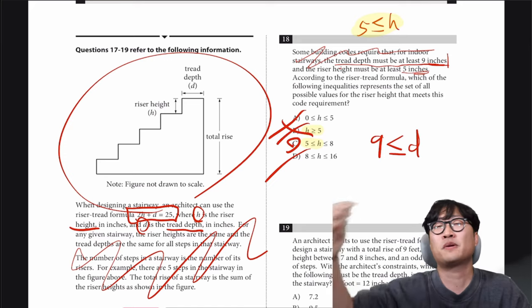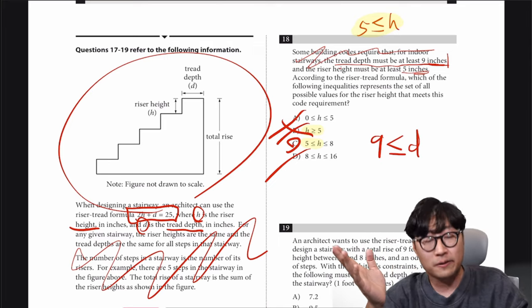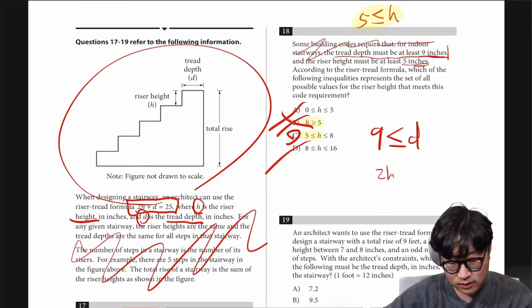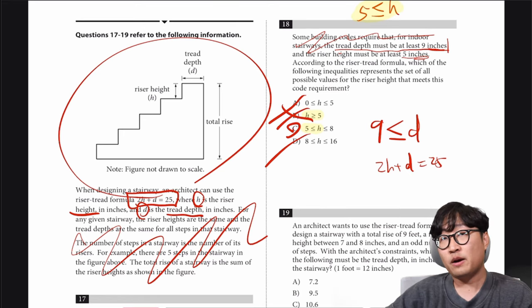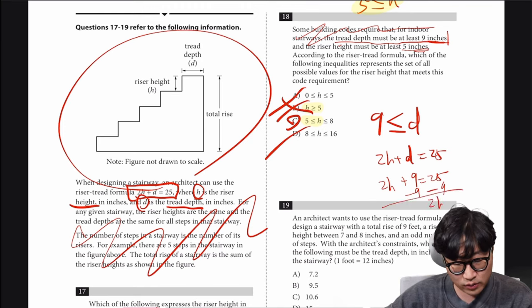There has to be an upper limit. What is the upper limit? You can go ahead and calculate if you like, but why would you do that, right? If you wanted to calculate it, the way you would do it is 2H plus D is equal to 25. And if you want the very maximum for the H, then you would put the very minimum for the D. So you just put 9, the very rock bottom that the D could be. And then just subtract 9 on both sides, and you get 2H is equal to 16.